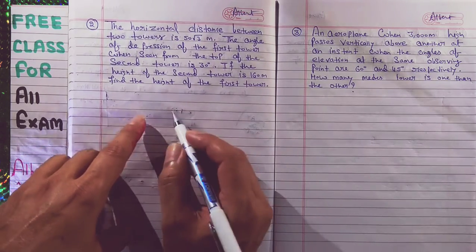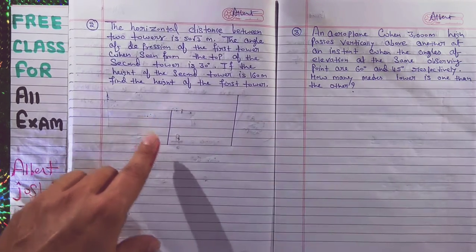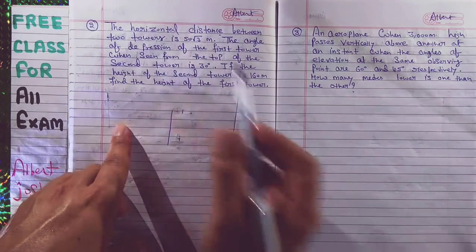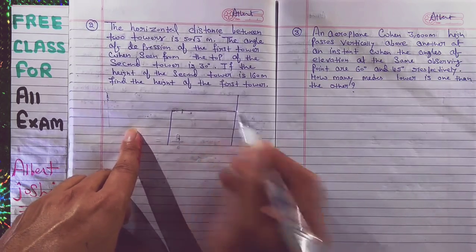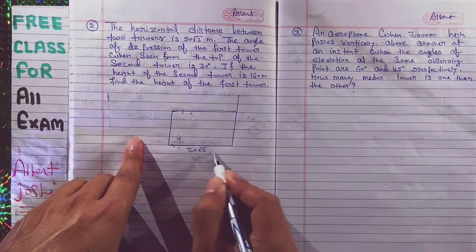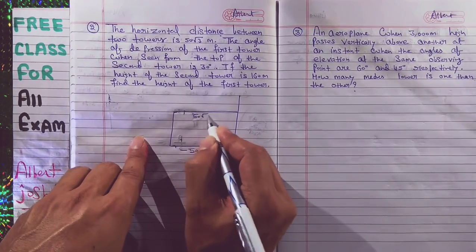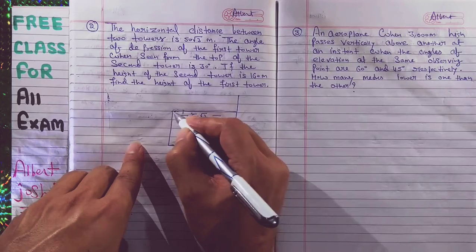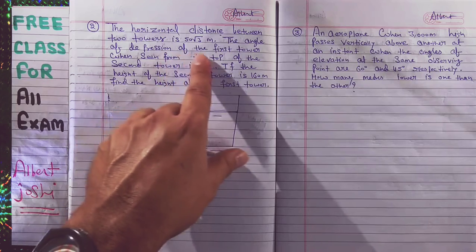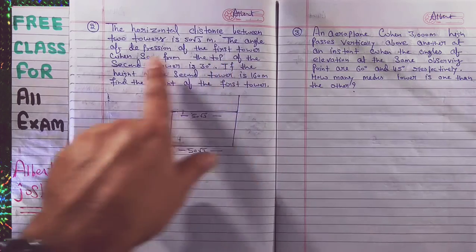Very simple. So there are two towers, one tower is this, one tower is this. The horizontal distance between the two towers is 50 square root of 3, this value. So this is also 50 square root of 3. It means that, okay.